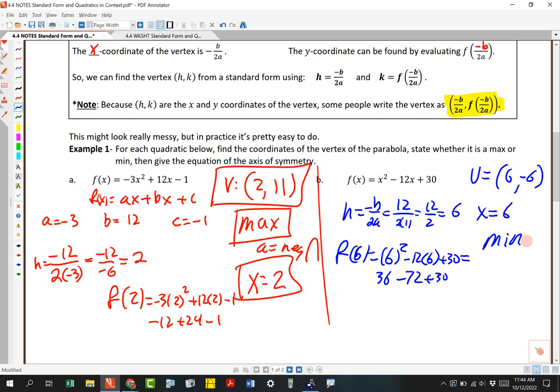Psi, how do we know it's a min? Because it opens up, okay? Because A is positive 1, that means it opens up. So we've got that stuff right there. I did it in the opposite order, but that's totally okay. Any questions?